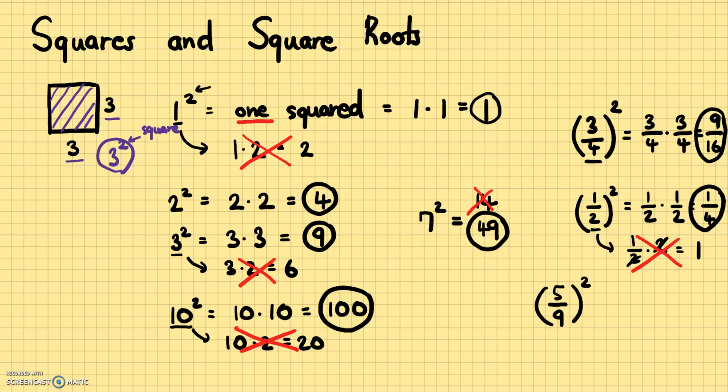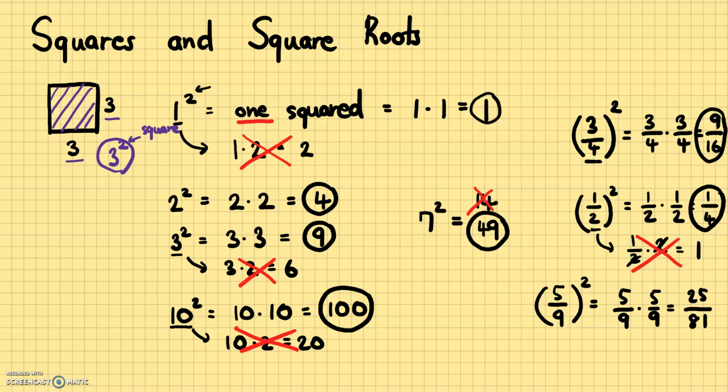And I can show you an alternate way to solve this. You can either do this as 5 ninths times 5 ninths. Okay, and 5 times 5 is 25. 9 times 9 is 81. You can get your answer like this.